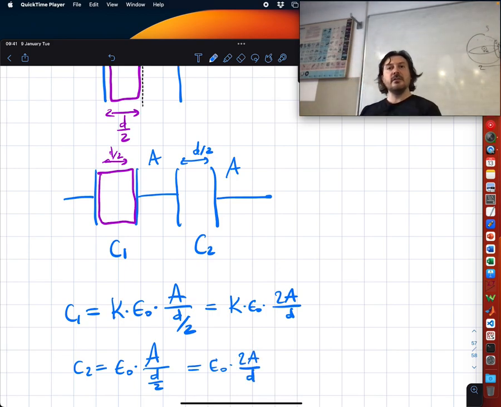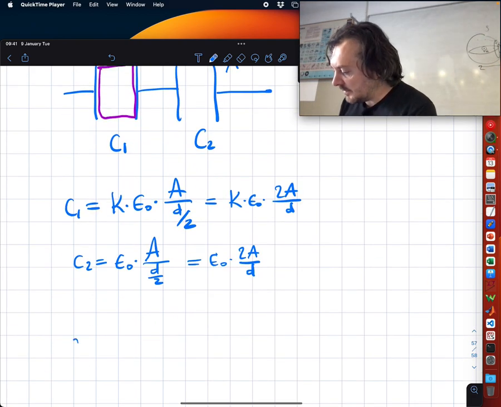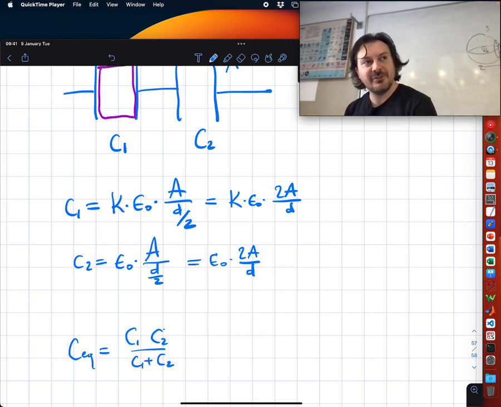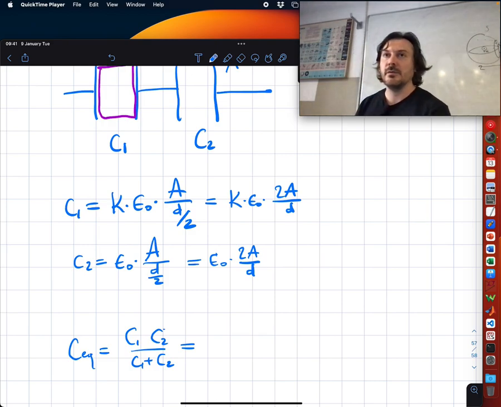And what is the total capacitance? Yes, you should multiply them and divide by their sum. Do you agree? So equivalent capacitance will be C1 times C2 over C1 plus C2. It doesn't work with three capacitors, obviously. It's not C1 times C2 times C3 over C1 plus C2 plus C3. How do you find it when you have three capacitors?